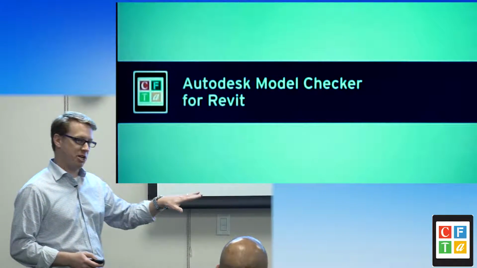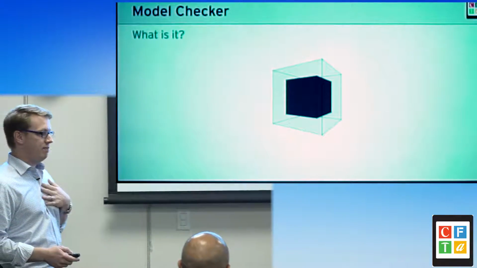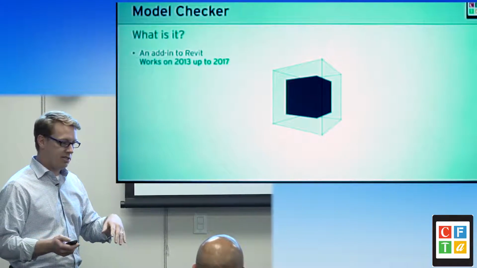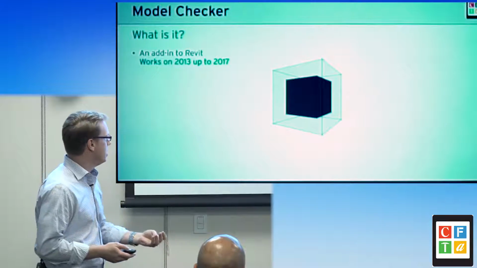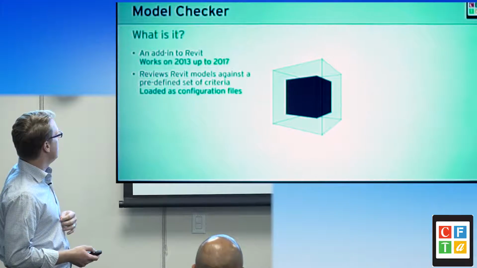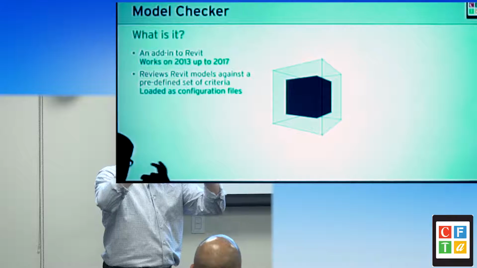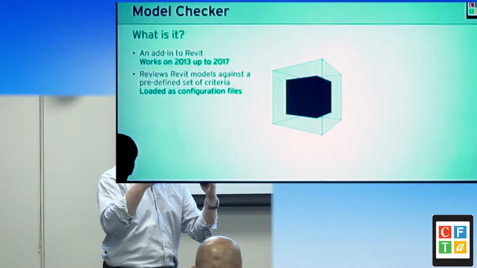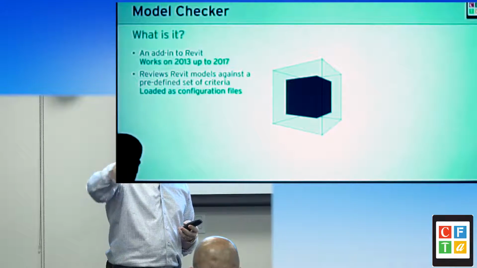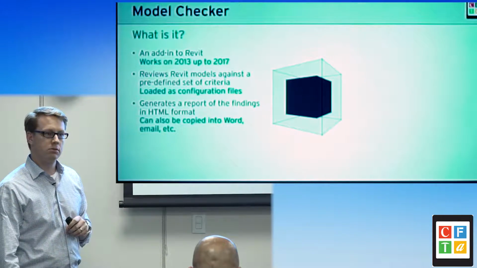Okay, so let's talk about this model checker. We developed this model checker to help with exactly what we just talked about. It's an add-in that sits on top of Revit. It works for all the old versions of Revit, so you don't have to worry about that. It allows you to load in what you want to check. So it's a shell application, and then you load in a configuration file, and that configuration file has all the checks defined. Look at this model, look at all these aspects of the model, and then generate a report of that, and let me know what happened.